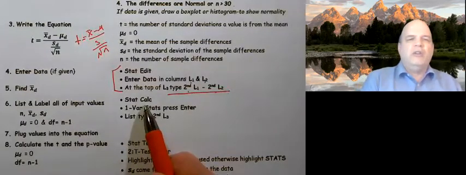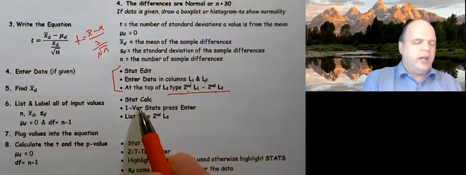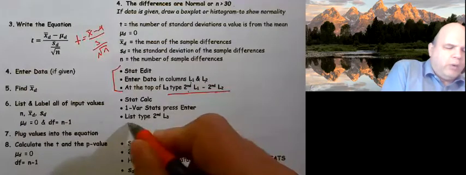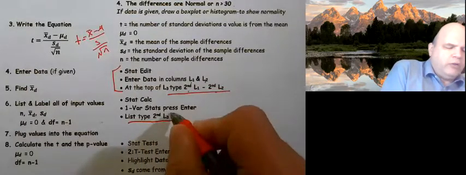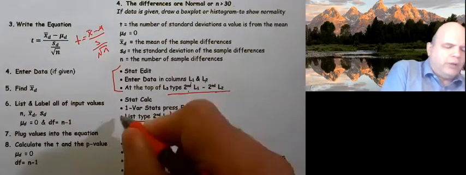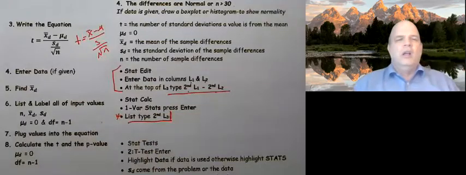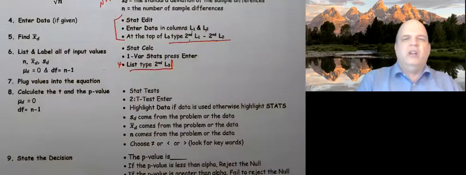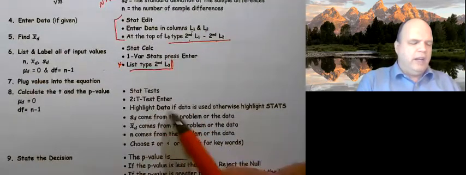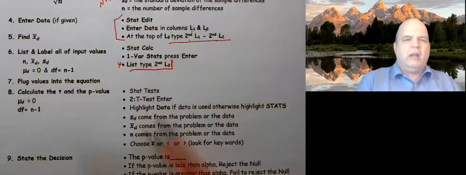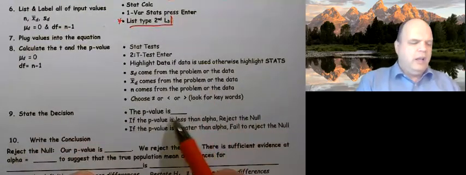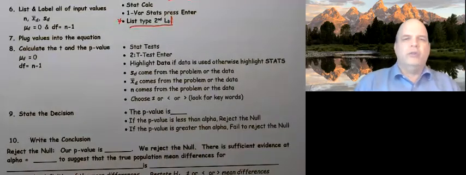To get your actual values, STAT, CALC, 1-Var Stats, and now we have L3. We were using L1, so this is a change because we're now using L3 because that's where our data is hidden. And then we're going to do the STAT TESTS, T-Test, and highlight Data if data is used, and copy our things down, etc. And we have the p-value, and everything else follows the same.